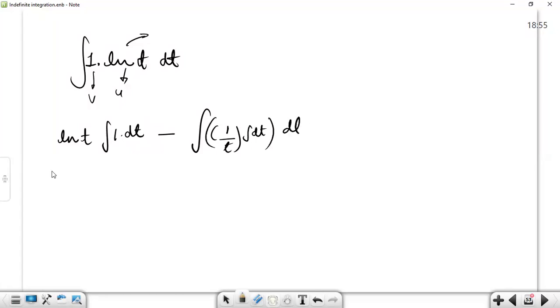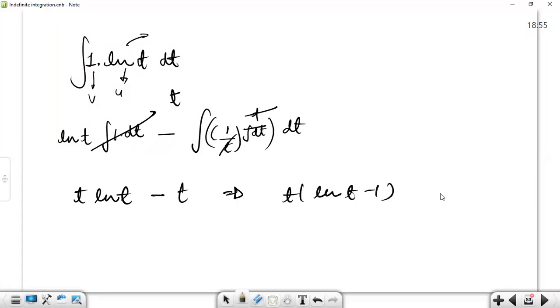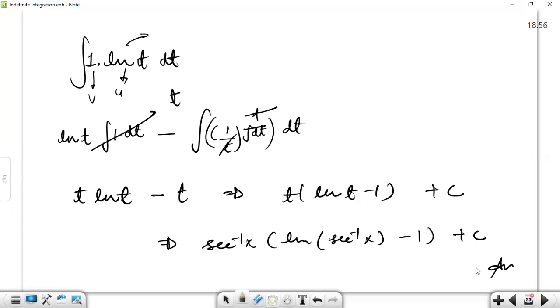So the integration of 1 dt is t. So this has become t, and t cancels t. So t ln t minus what is this now? This is simply 1 dt, which is again t. So this has become t ln t minus t plus c. Now we will back substitute the value of t, which was sec inverse of x, into sec inverse of x times logarithm of sec inverse of x minus sec inverse of x plus c. This is our answer.